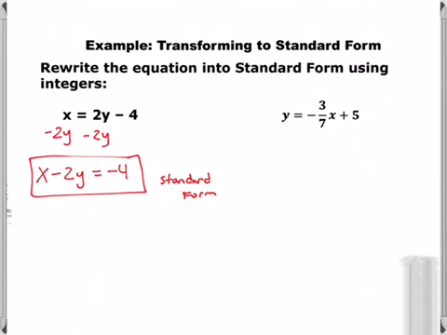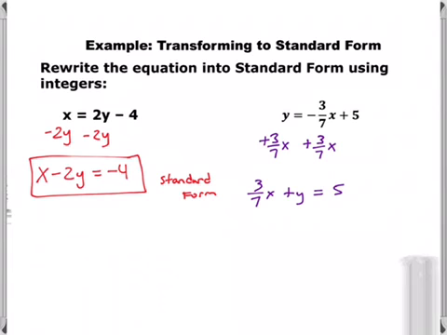In the second equation, same thing. We want to try to get x and y on the same side. In order to do that, we have to add 3/7 x to both sides. And so this gives us 3/7 x plus y equals 5. This time we have a fraction.